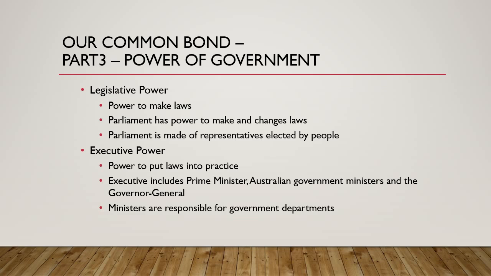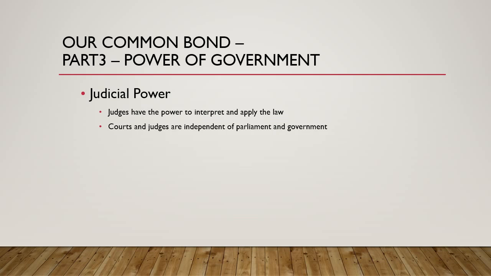There are certain types of power. First is legislative power, which is the power to make laws. Parliament has the power to make and change laws, and Parliament is made up of representatives elected by the people. The second type is executive power, the power to put laws into practice. The executive includes the Prime Minister, Australian Government Ministers, and the Governor General. The ministers are responsible for the government departments. Another type of power is judicial power. Judges have the power to interpret and apply the law. Courts and judges are independent of the Parliament and the government.